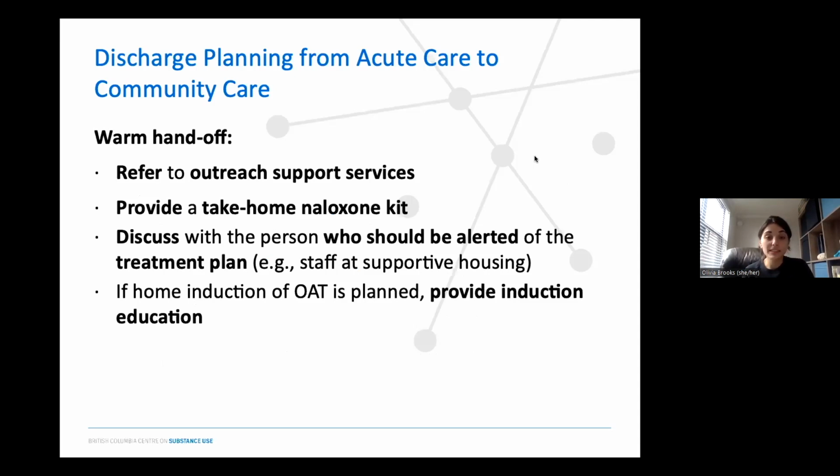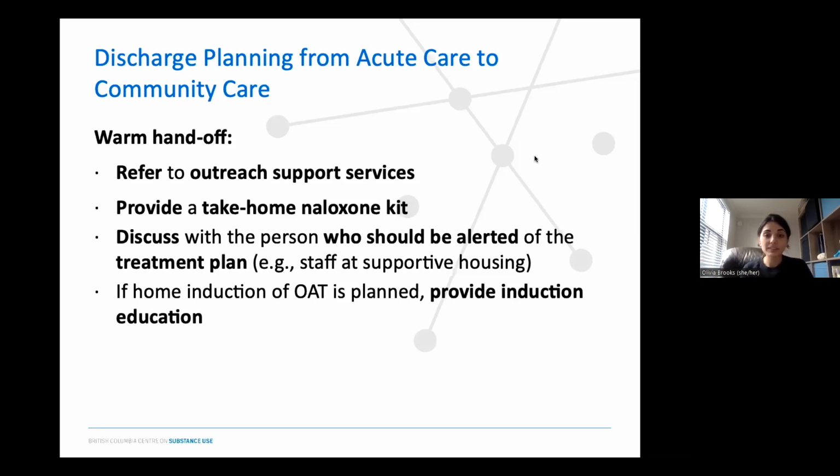Provide a take-home naloxone kit. It's good if your hospital has these to provide them at bedside. We don't always know when discharges are going to happen. So if you wait until discharge to provide the naloxone kit, you're missing an opportunity to provide this life-saving antidote. So it's always good, when someone comes into hospital, I right away order it to the bedside, so I don't have to think about it at the time of discharge.